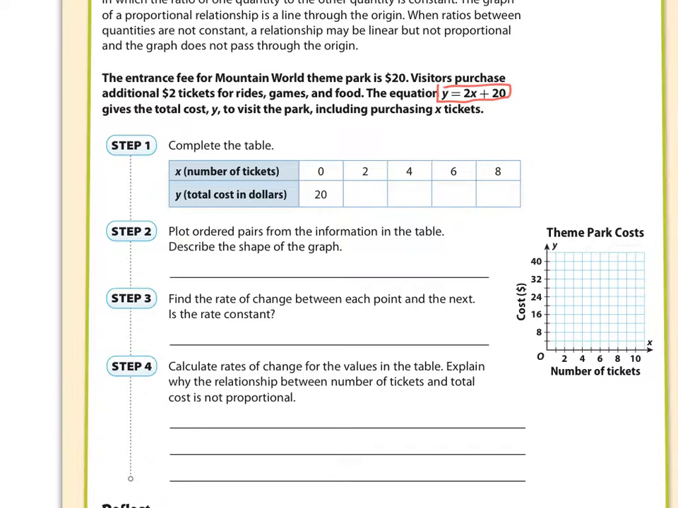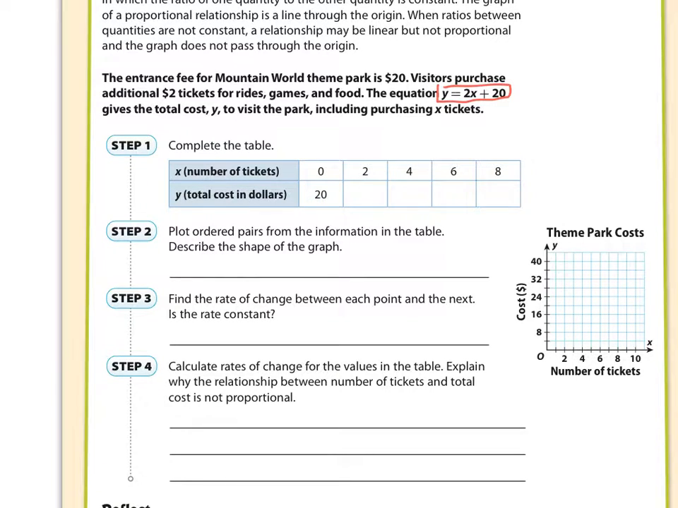including those tickets that are purchased. So let's complete the table of values. I want to be showing some work off to the side. So if the visitor purchases 0 tickets, then hopefully the $20 makes sense. So no tickets means the person's only paying to get into the theme park, and that's it.